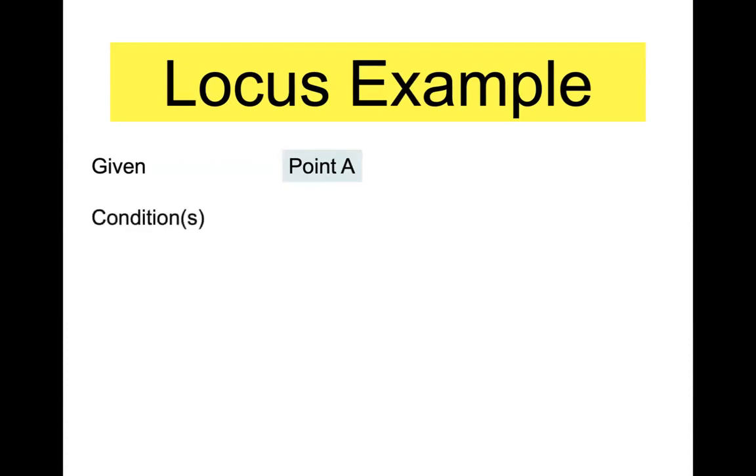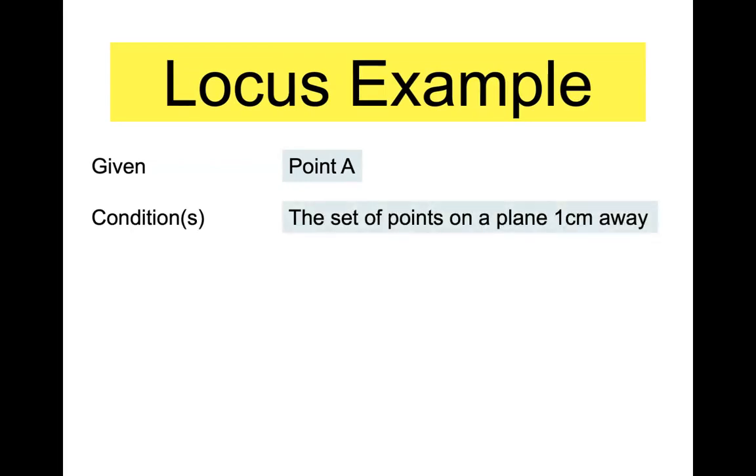And let's see what the conditions are. Now, if it's a loci problem, you're going to have more than one condition. But here I'm just going to give you one condition. And the condition is the set of points on a plane 1 centimeter away from point A.